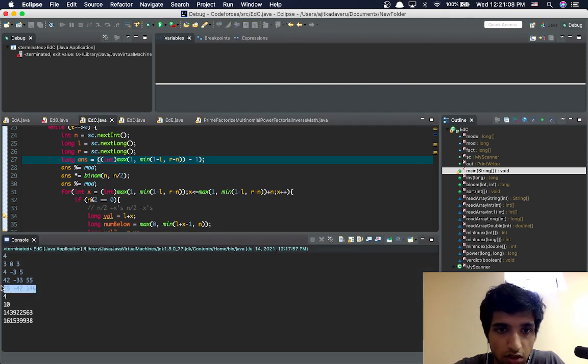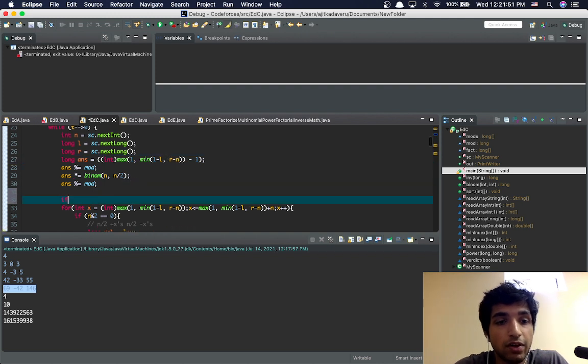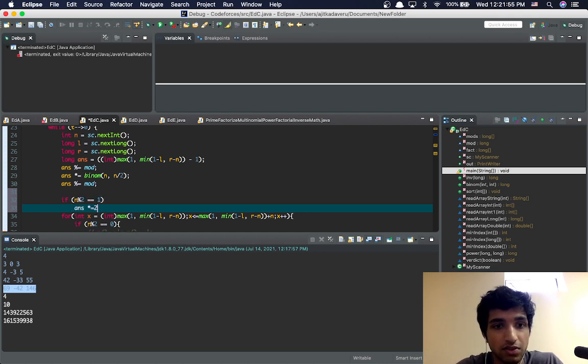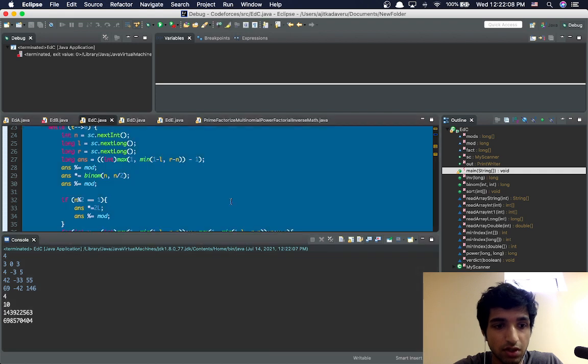Okay, 1 minus L, R minus N. R minus N. Okay, so that's 43, 42. So for anything x equals 1 to 42, we're good. Anything will work. Oh. Oh my god, if n mod 2 equals 1, then ans times equals 2. Oh my god, right. This should be right. There we go.